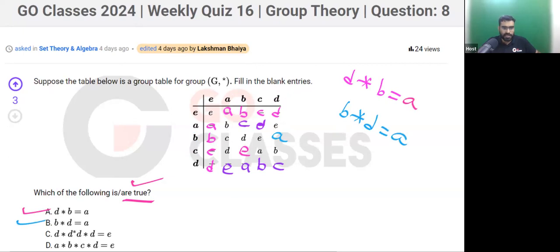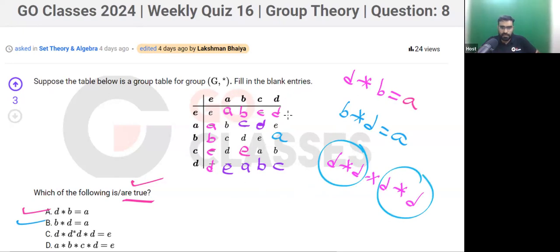What is DD DD? You can just find DD first. DD is C. Now what is CC? Remember, DD is C, and CC is A. So this is not correct.